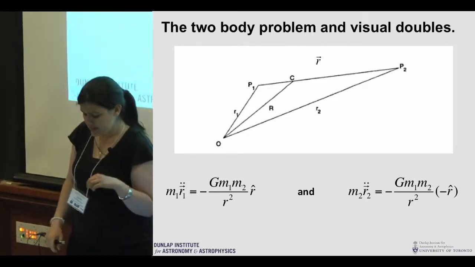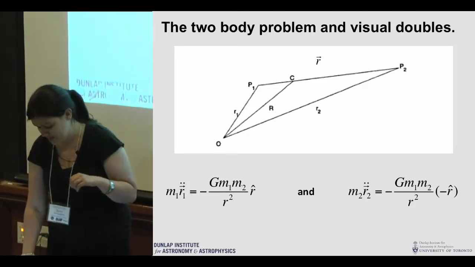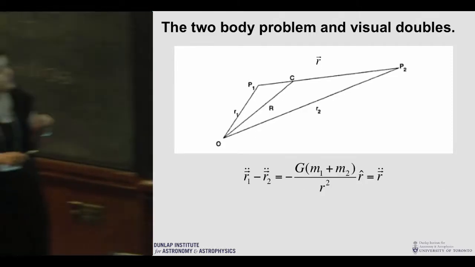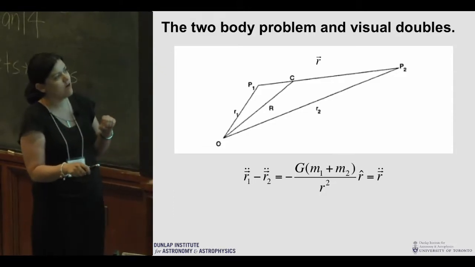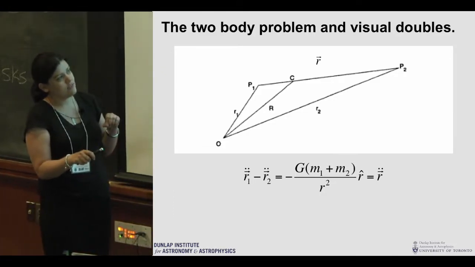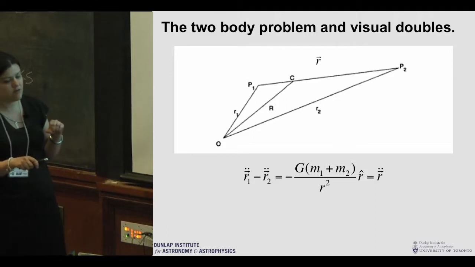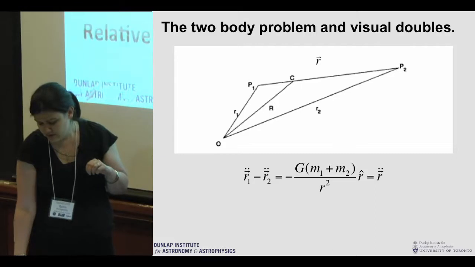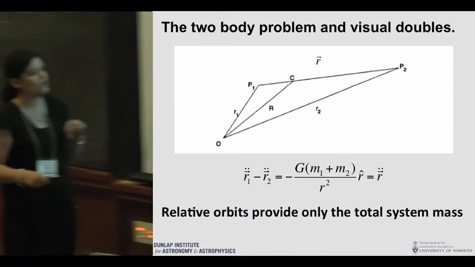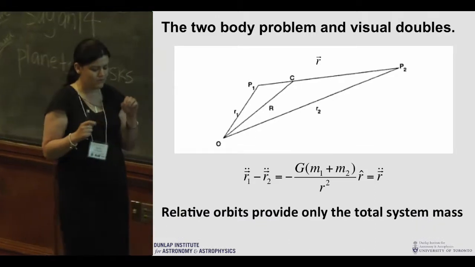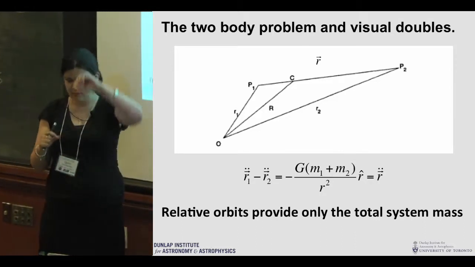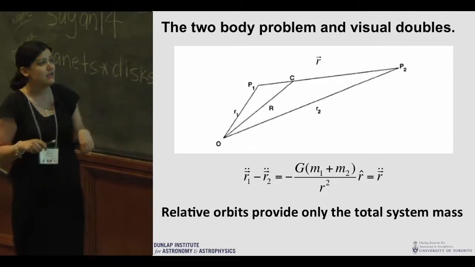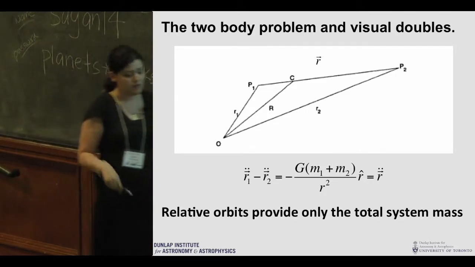What we're really interested in is the relative motion of one with respect to the other. If you do some math, you get this: the difference between the two, which is just R, is equal to the gravitational constant times the two masses added together divided by the radius squared. So it's important, and this is partially where it comes from: relative orbits, where you only measure the relative motion of one component with respect to the other, will only give you the total system mass. So you can't get individual component masses just from astrometry alone.